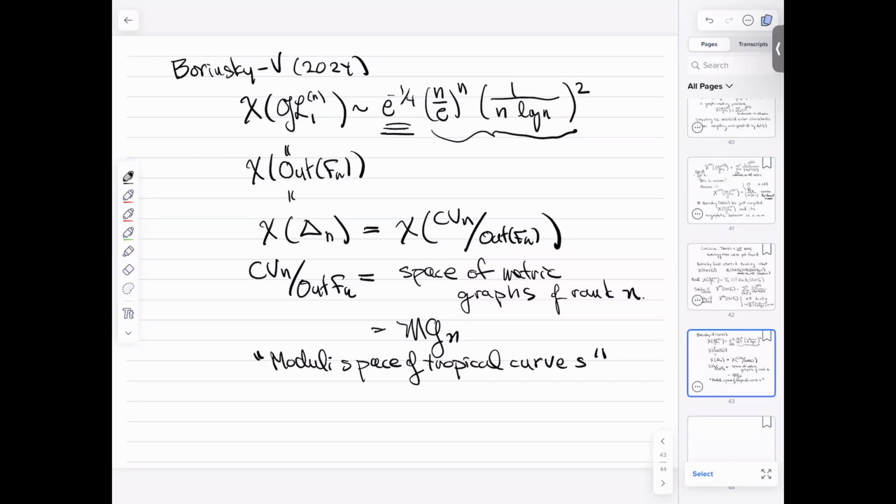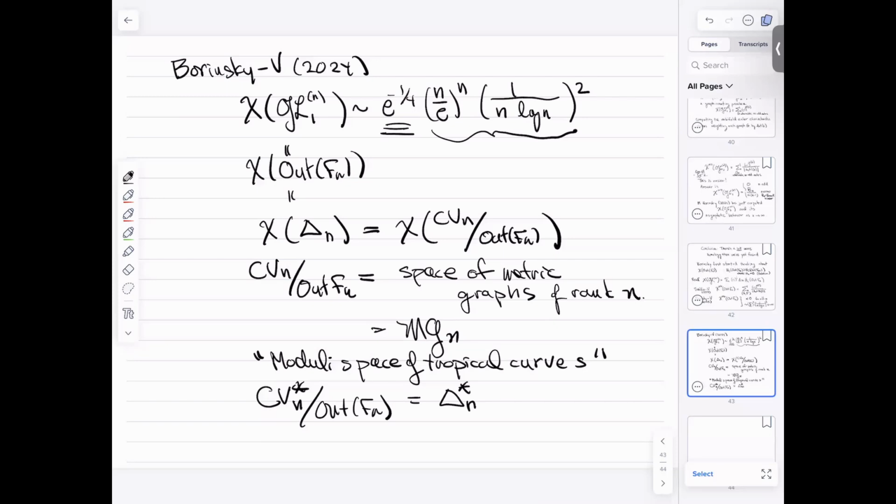Actually, they don't like this one because it's not compact, so they compactify it, and what do they get? They get CDN star, not out of N. I call that space delta N star, but they call it the moduli space of tropical curves, compactified.